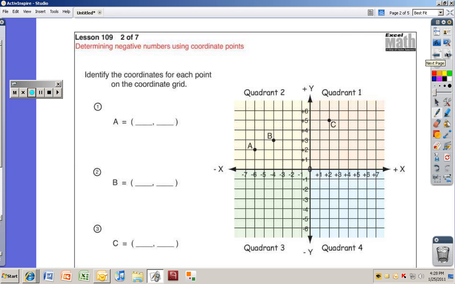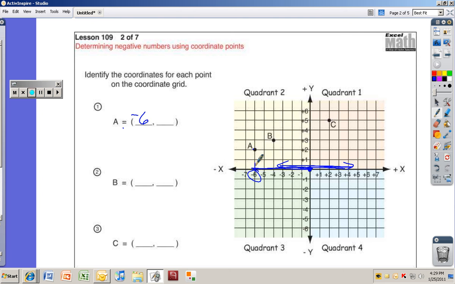It says identify the coordinates for each point on the coordinate grid. We'll do the first one together. Where is A? Remember that the plane is going to fly this way or this way. It's going to move starting at 0. It's going to go along the ground before it takes off. So if we're starting here at 0, to get to A, we're going to move along this x line here. How far do I go along the x line, everybody? To -6. Good. -6. It's not 6, but -6 this time. You can see -6 written right here.